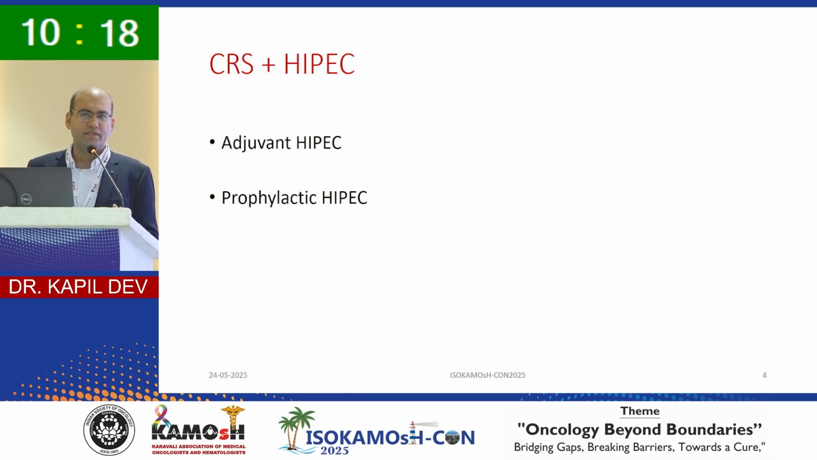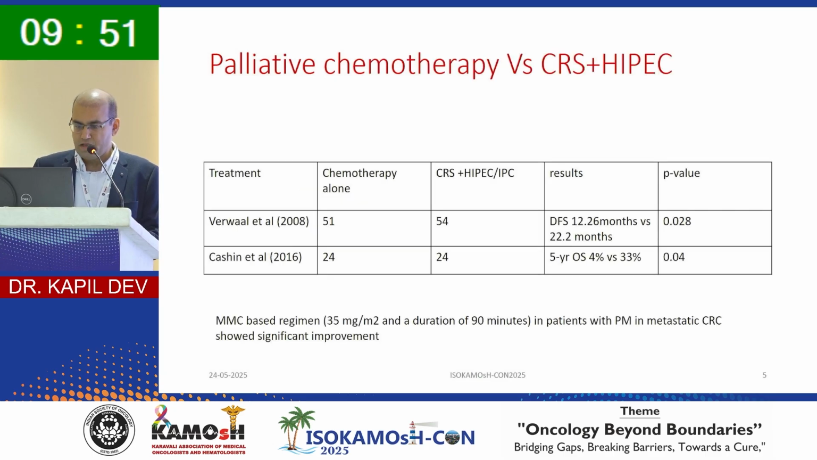So our topic is HIPEC in colorectal cancers with metastatic disease. It is used in two settings: one is the adjuvant setting and one is the prophylactic setting. Adjuvant setting means the patient already has peritoneal metastatic disease, and we give CRS followed by HIPEC, either simultaneously or later on. In the prophylactic setting, patients are at high risk for developing peritoneal disease later on, and they can be treated with CRS or standard radical surgery with HIPEC.